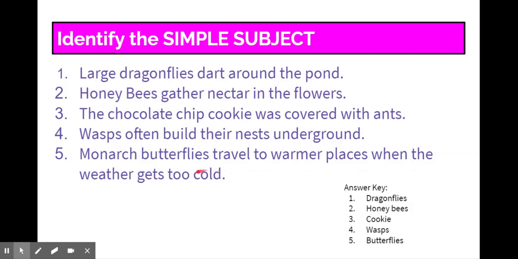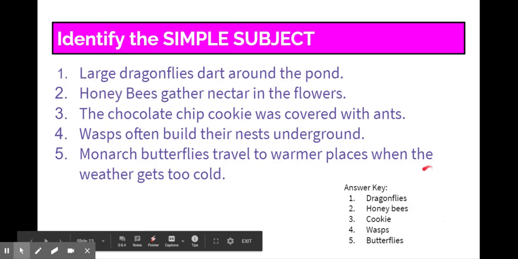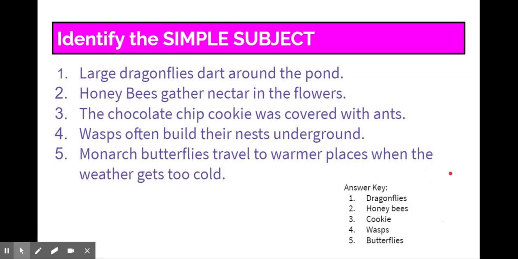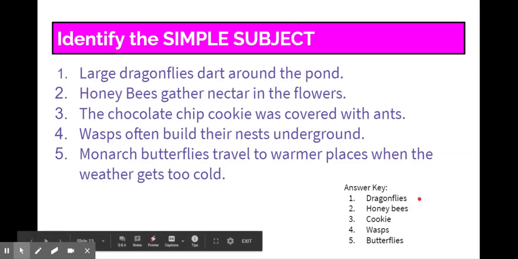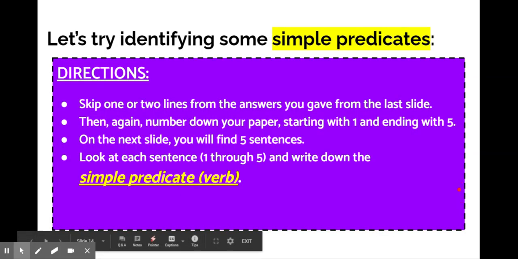Again, simplest form. Monarch is a type of butterfly, but we're just talking about butterflies. So the simplest thing that we're talking about is butterflies. So check your answers. If you need to make any changes, go ahead and hit pause, underline, or make any of your corrections.